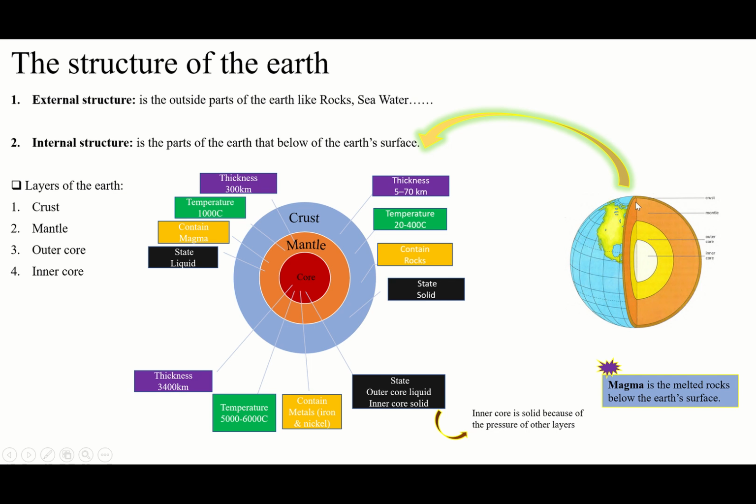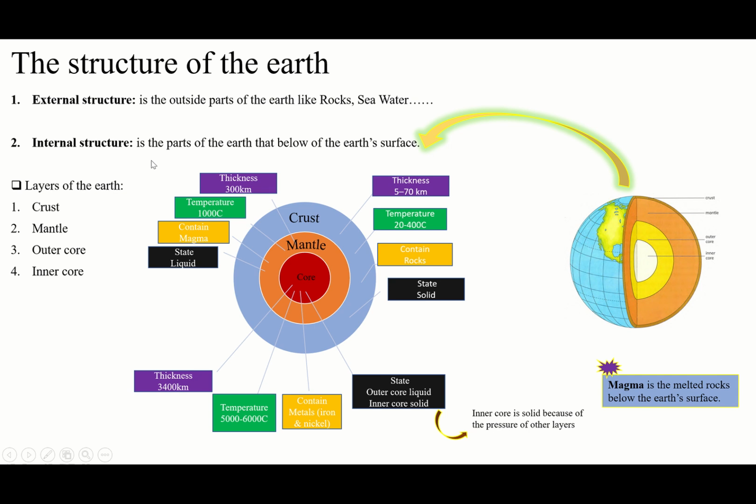We have two parts. One is above the surface, one is below the surface. Above the surface, on the surface is going to be external. Ex means outside. In means inside, right? Internal. So that's why we say internal is inside the Earth, below the surface. So easy. Don't confuse them.